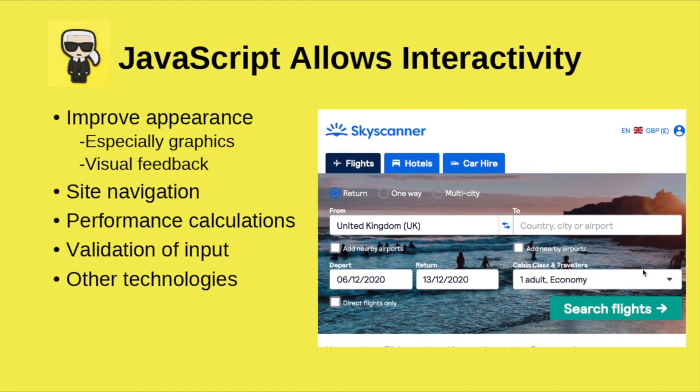So now we can see that JavaScript improves the appearance of web pages, especially if you're using graphics or visual feedback. It makes site navigation easier and more interactive. And it can perform calculations, taking dates, like the previous example we've just seen on when we can fly and where we can fly from.